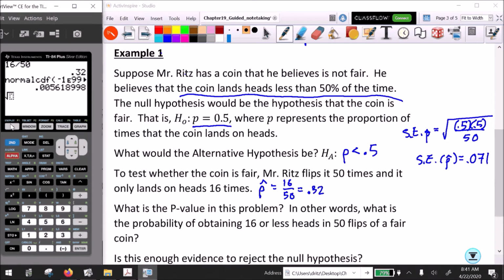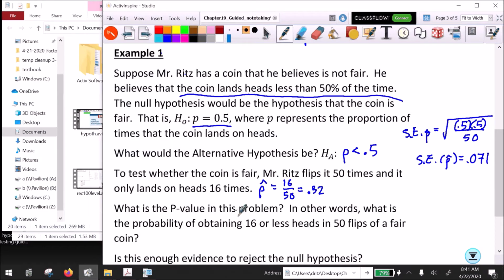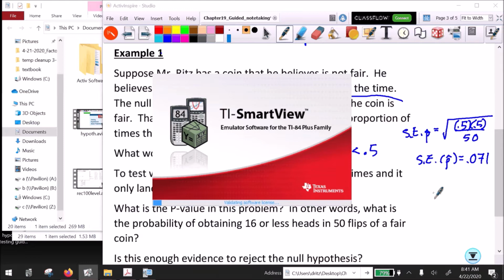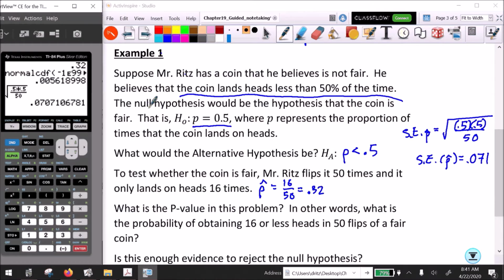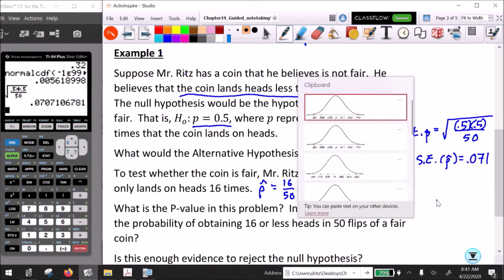So what I'm saying is that we're operating under the assumption that this is in fact a fair coin, meaning that 50% of the time it would land on heads, and 50% of the time it would land on tails. We're flipping the coin 50 times, and we get 0.0707, which is about 0.071. And what we're going to do is build a normal model based on that null hypothesis. So here is a normal model that I already built.